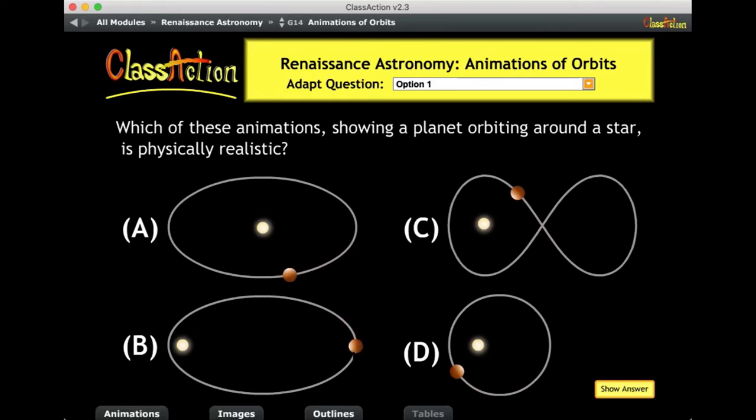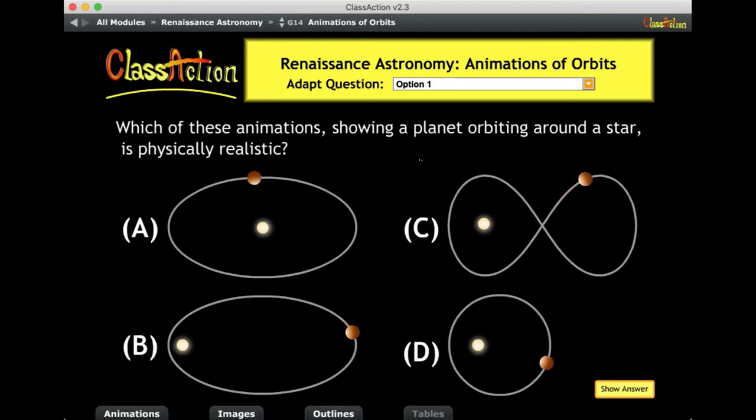This is a physical representation of how fast the planet would actually be moving at various points in its orbit as it moves around. So that's a good way to visualize Kepler's second law, whose implication is that planets orbit fastest when they're close to the sun and slowest when they're further away from the sun.